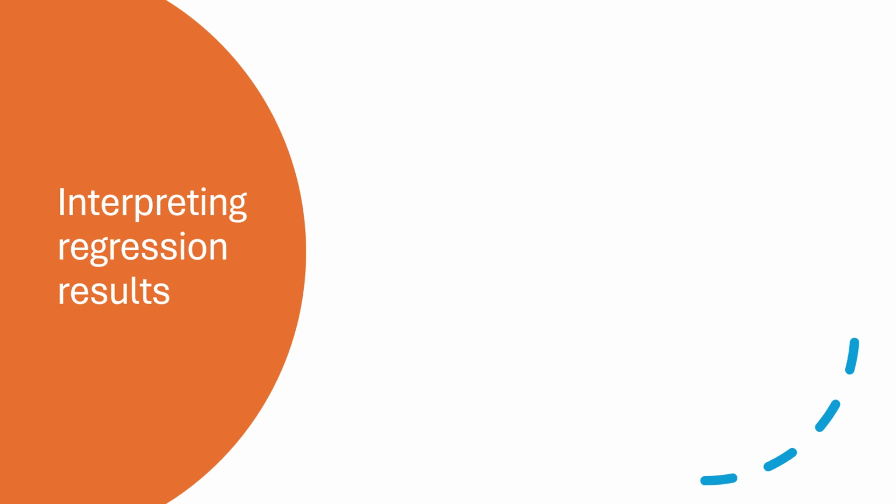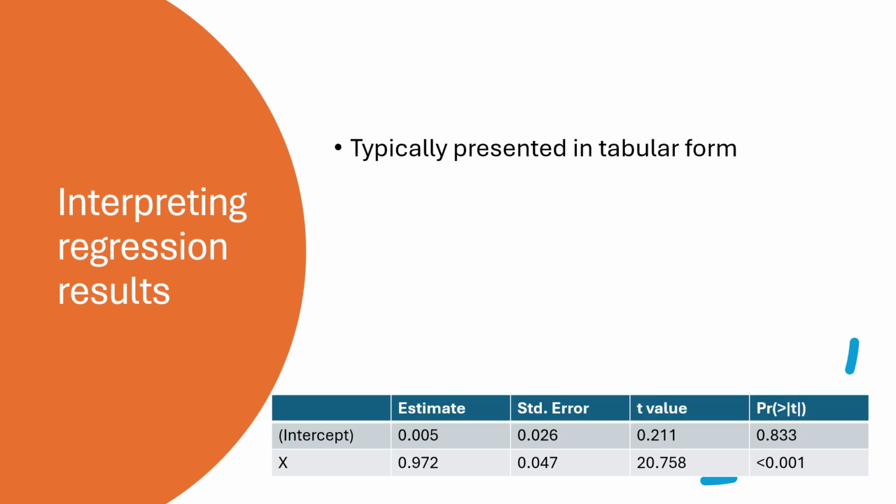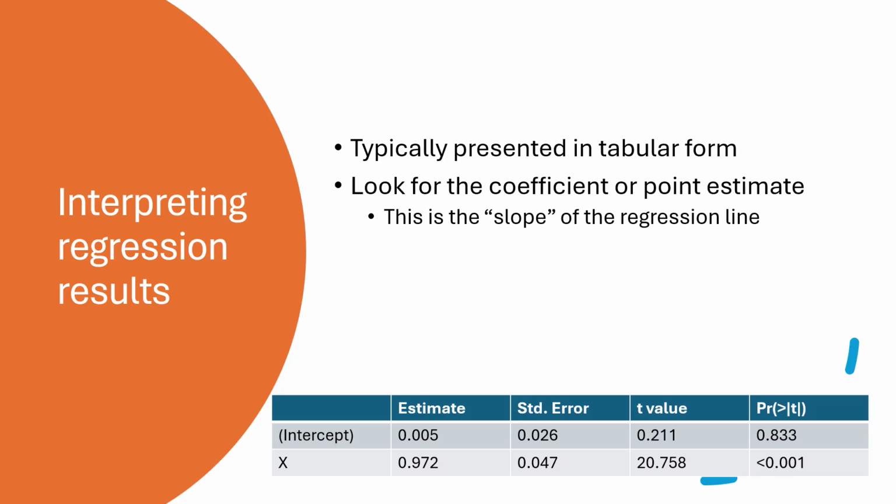Now let's turn to interpreting regression results. Regression results are typically presented in a tabular form, like what you see here. You want to look for the coefficient or the point estimate, which is what we call the slope of the regression line. Here you see that the estimate on x is 0.972. What that means is that for every 1 unit increase in x, our predicted value of y will go up by 0.972 units. The intercept is the expected value when x is 0. So our intercept here is 0.005.